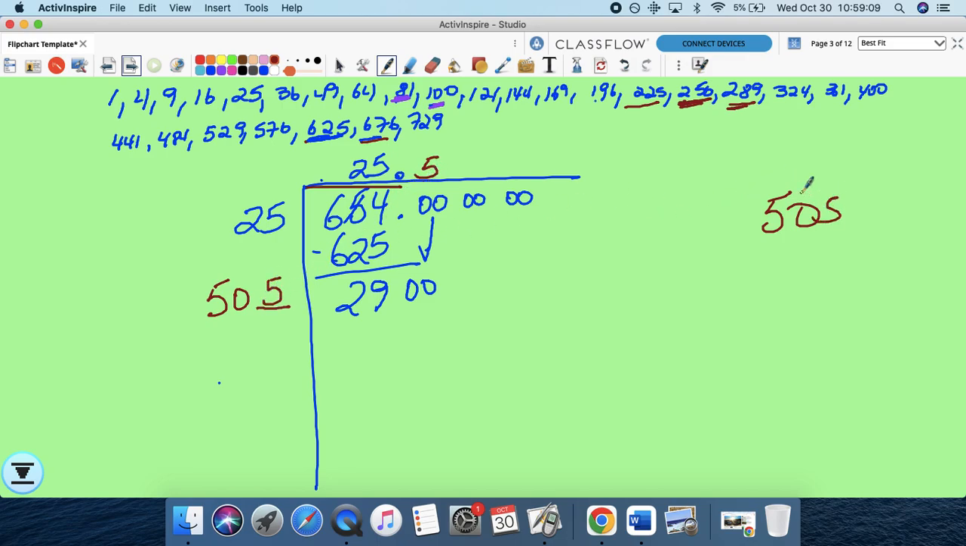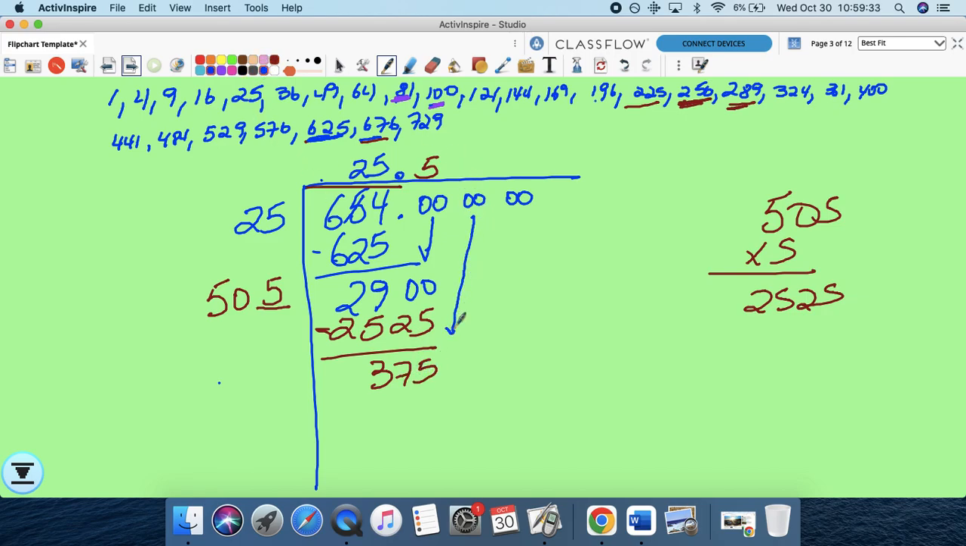So 505 times 5. 505 times 5 is 2,525. That's what we're going to use because 6 is too much. We're going to subtract. And if you subtract, we get 375. Our next step, bring these two zeros down. And then on top, we have 255. We're going to double it. If we double it, we get 510. And an extra place value. So that number is 5,100 and something. How many times that goes into 37,500?